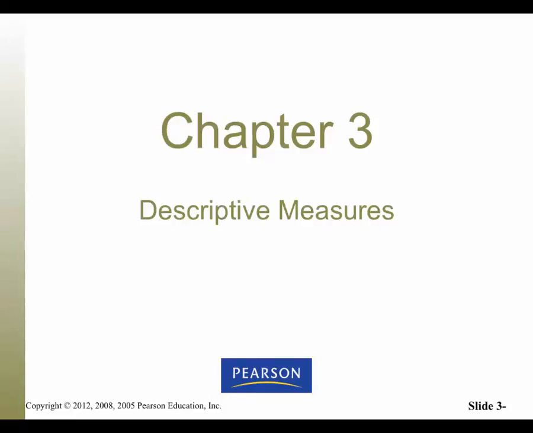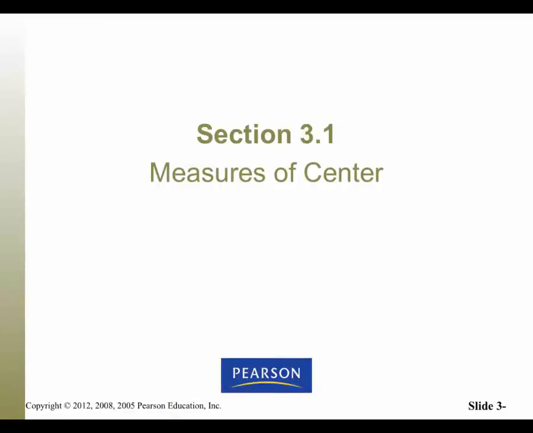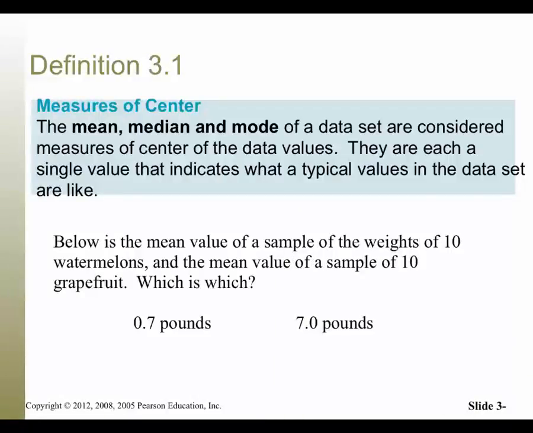Okay. Descriptive measures of a data set. So when given a data set, we want to know what it's like. One way to get some idea of what it's like is what's called measures of center. The mean, median, and mode of a data set are considered measures of center. Each is a single value that indicates what typical values in the data set are like.